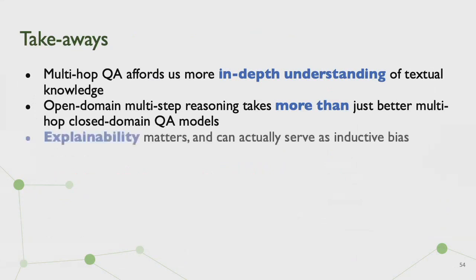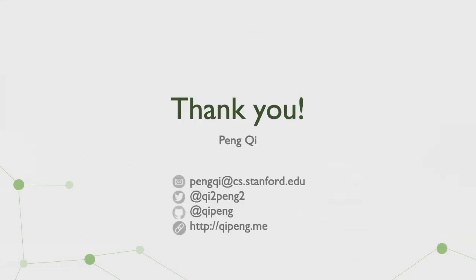And last but not least, I think explainability is something that really matters. We should all strive for explainable AI systems. And explainability can actually serve as an important inductive bias for us to design our systems to be more efficient and data efficient. So with that, I'd like to take any questions.